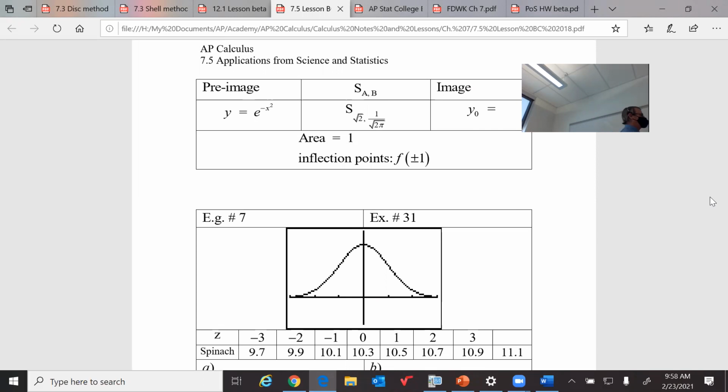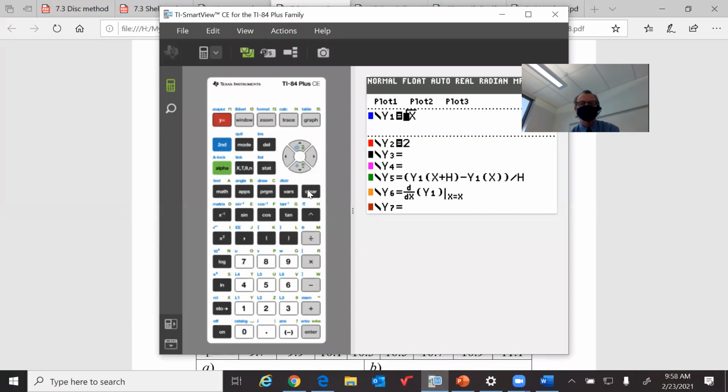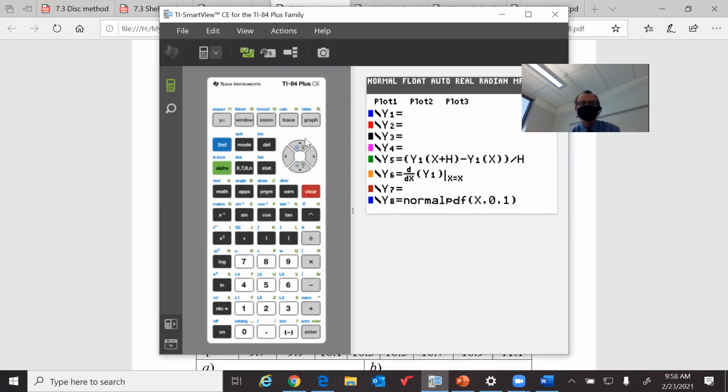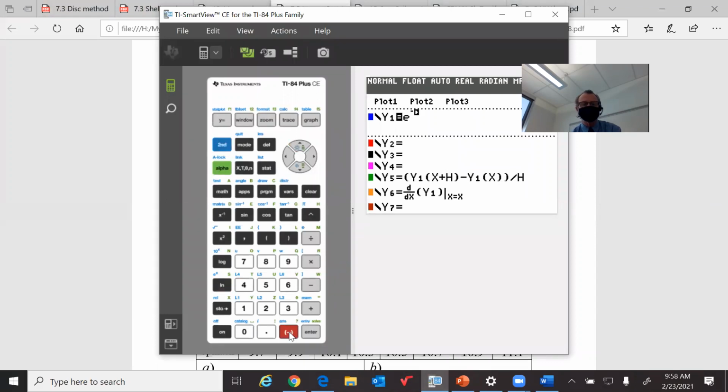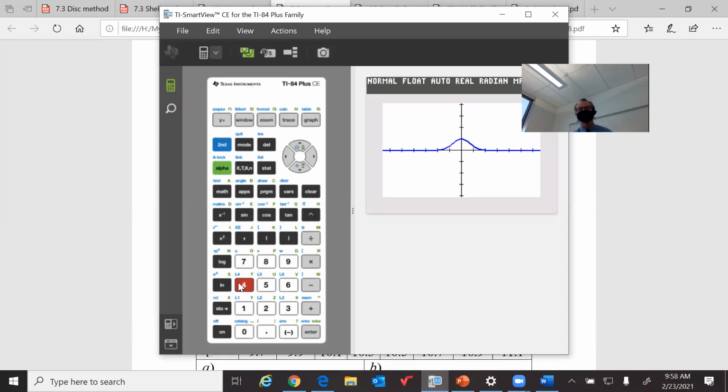So the parent graph for the standard normal curve is y equals e to the negative x squared. So if you go to your calculator and you just go to y1, and you type second ln, e to the negative x squared, and push. Push zoom 4 for now. That's not a very good window. Okay?